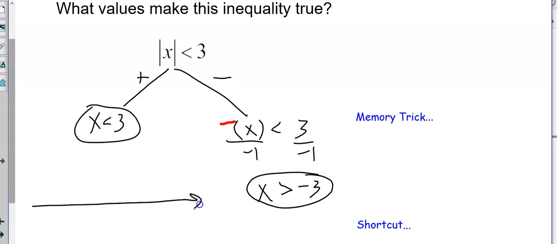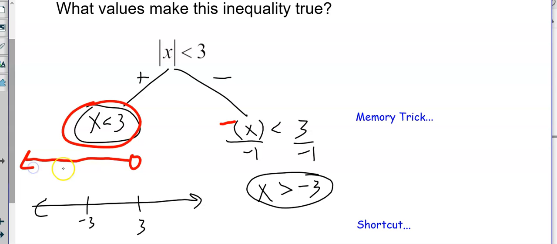Okay, so if I draw this graph, I've got negative 3 and I've got 3. We do different colors here. This one is x less than 3, and it looks like this. This one is x greater than negative 3. That's an open circle. Really bad open circle, but that's an open circle.